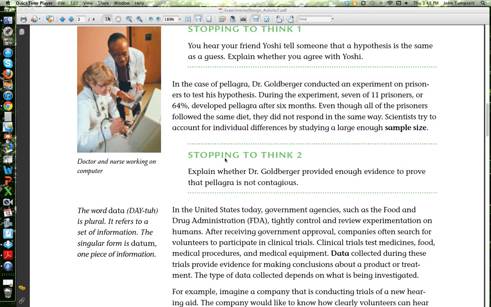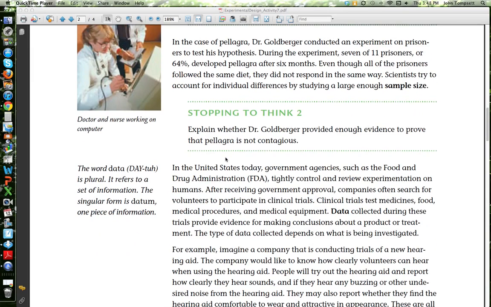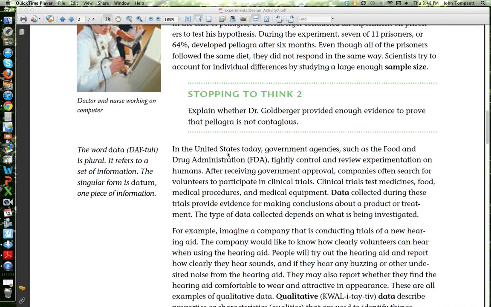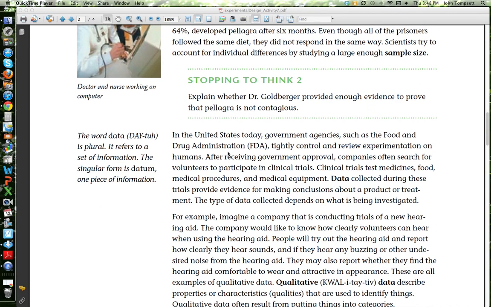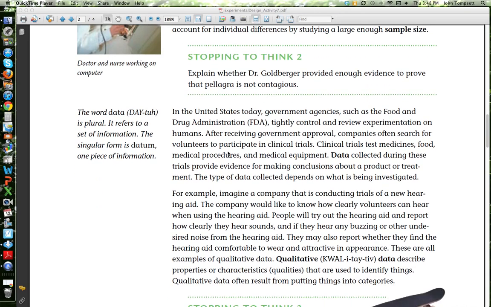Explain whether Dr. Goldberger provided enough evidence to prove that pellagra is not contagious. Over there on the left-hand side, the word data is plural. It refers to a set of information. The singular form is datum, one piece of information.